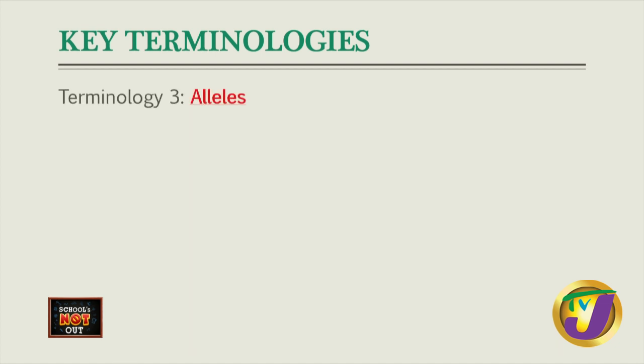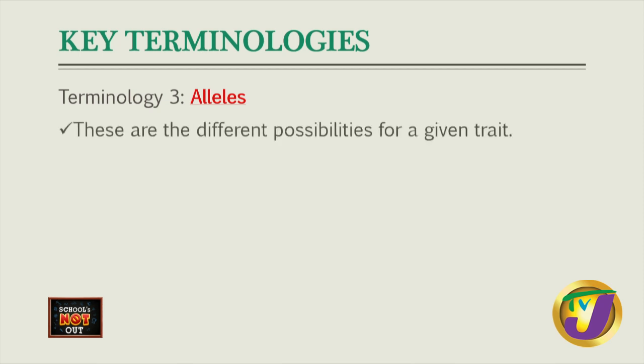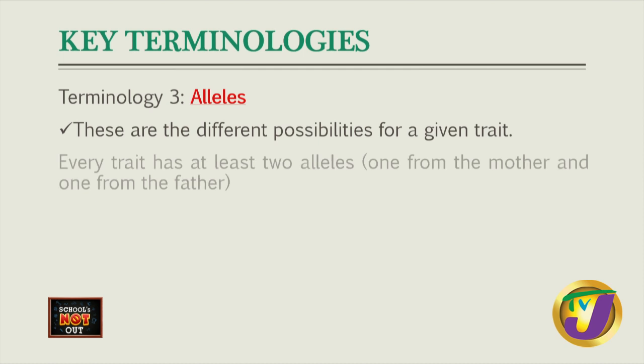Our next terminology is alleles. And what is the definition of alleles? Alleles are different possibilities of a given trait or a given gene. Now, every trait has at least 2 alleles, and we're going to look at examples a little later on where there can be multiple alleles coding for the same trait. You usually get one from your mother, and you usually get one from your father.